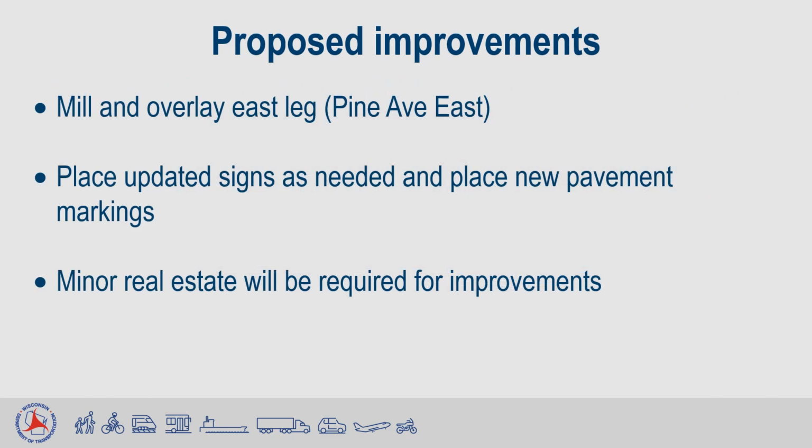Lastly, the project will mill down or, to put it another way, scrape off the top layer of asphalt on the east leg, which is Pine Avenue East. Following this, a new asphalt layer will be installed in place of what was removed. This construction process is referred to as an asphaltic mill and overlay. Also, updated signs and pavement marking will be placed as needed at the conclusion of the project. For the improvements mentioned on this and the preceding presentation slides, minor real estate acquisitions will be required.